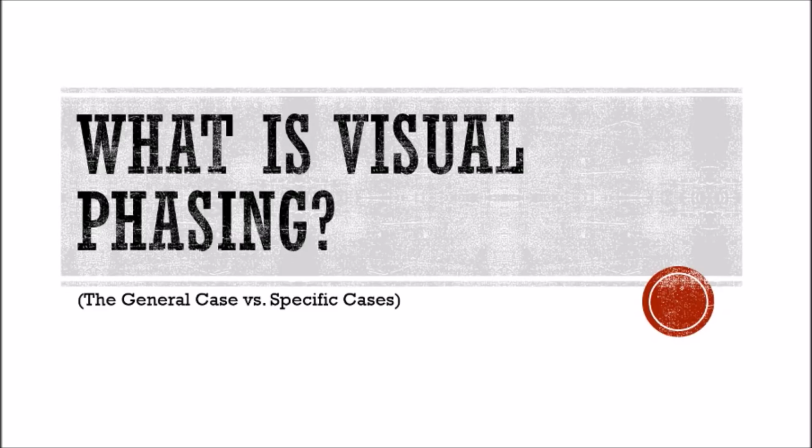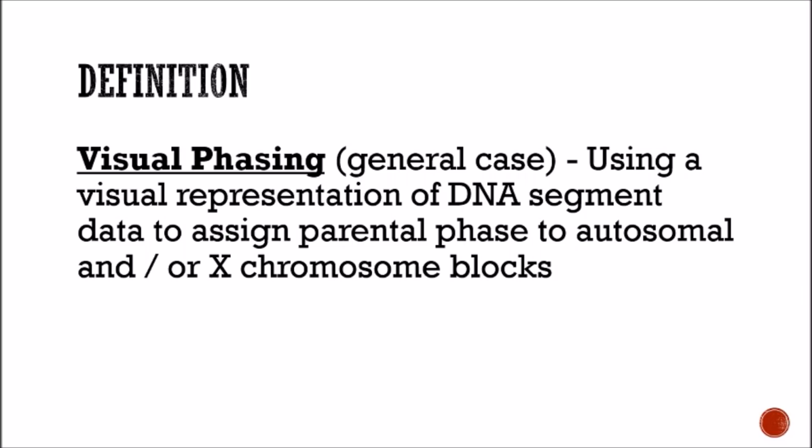I want to start out with the general case with visual phasing. My definition of visual phasing, and this is the general case, is using a visual representation of DNA segment data to assign parental phase to autosomal and or X chromosome blocks. That's a lot of big words there. Using a visual representation of DNA segment data to assign parental phase to autosomal and or X chromosome blocks.